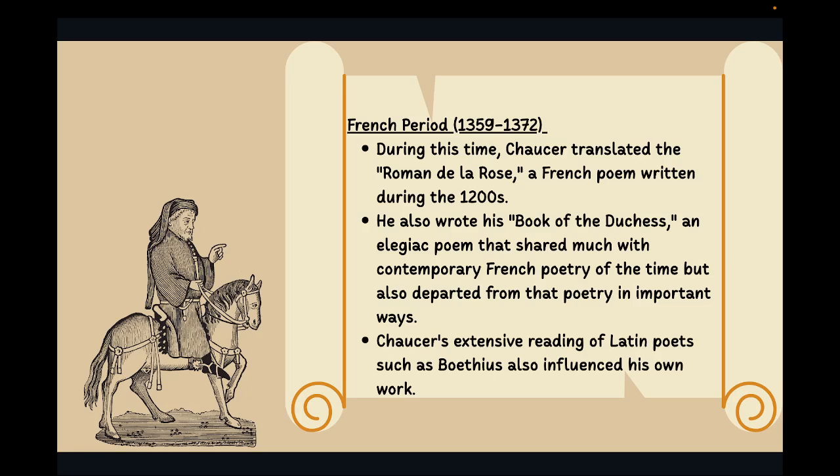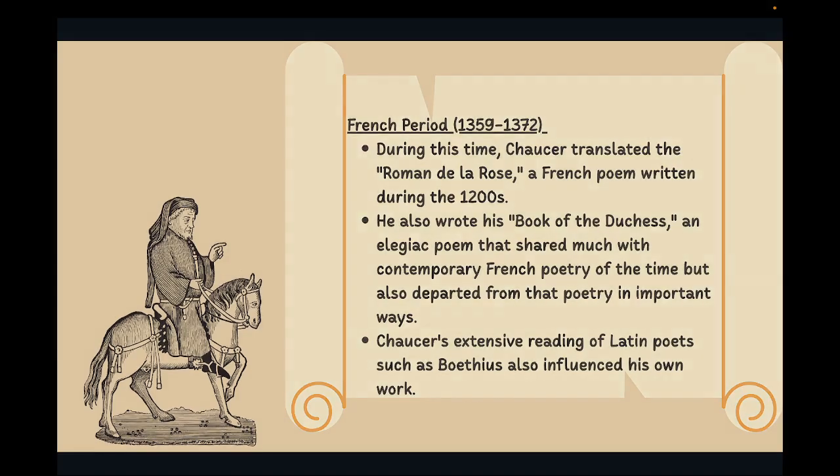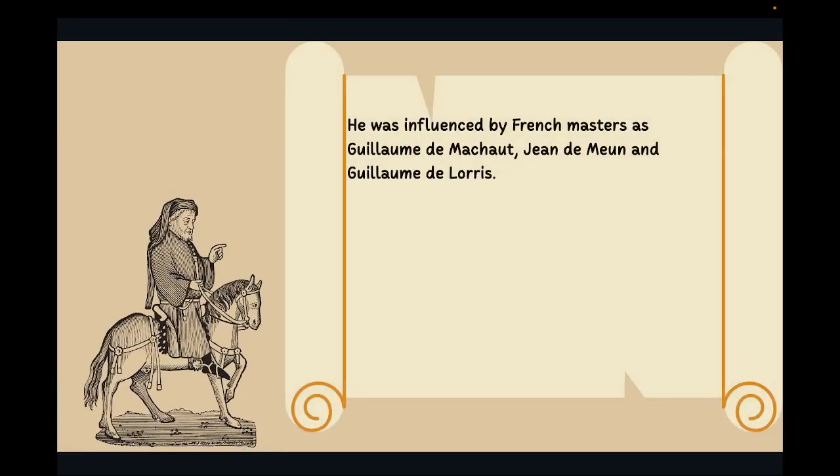So, Chaucer started with something relatable and then he began doing something different, like incorporating new things in a different genre. Chaucer's extensive reading of Latin poets such as Boethius also influenced his own work. You can see that in many of his works, the variety of his plots and the variety of characters show that he has been influenced by a lot of different sources.